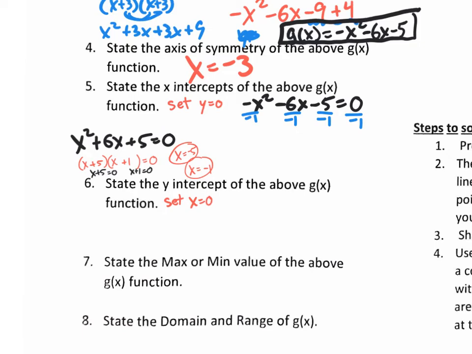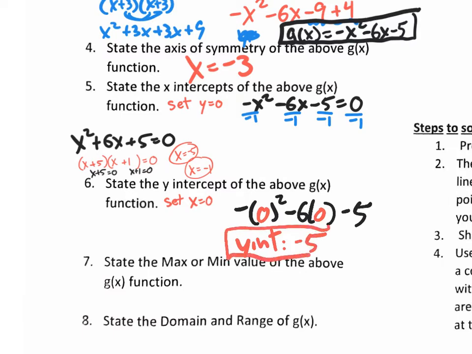So let's set x equal to 0. That's negative x squared minus 6 times x minus 5. Put a 0 right in there. Your y-intercept will be negative 5. That's your answer for that one.